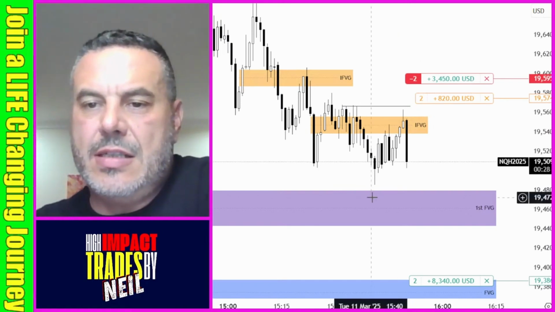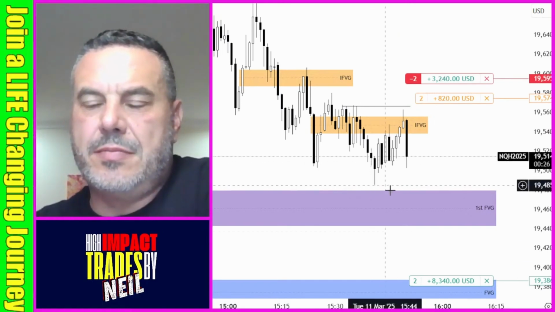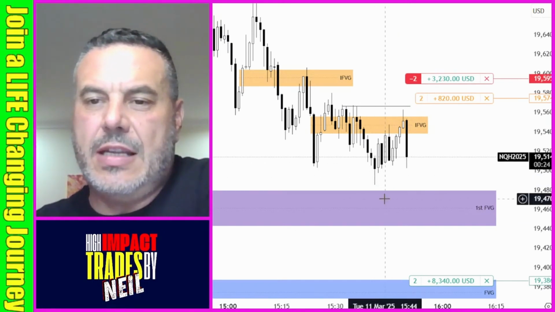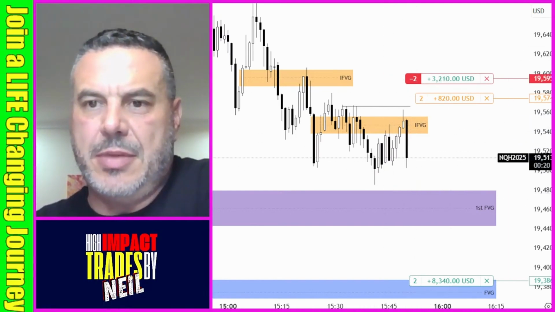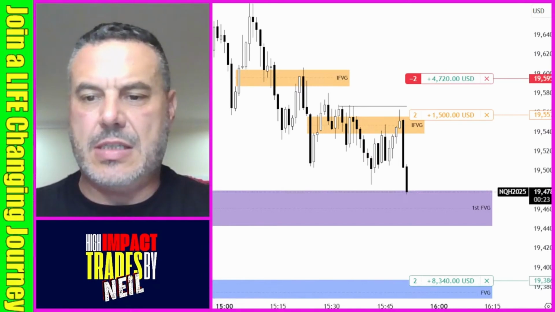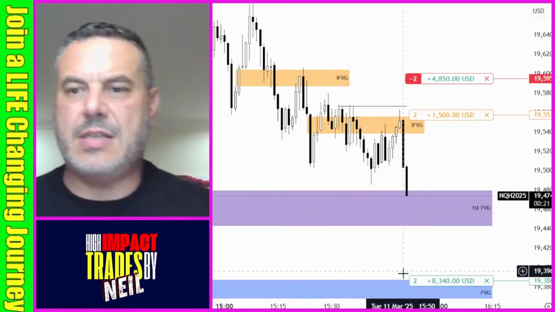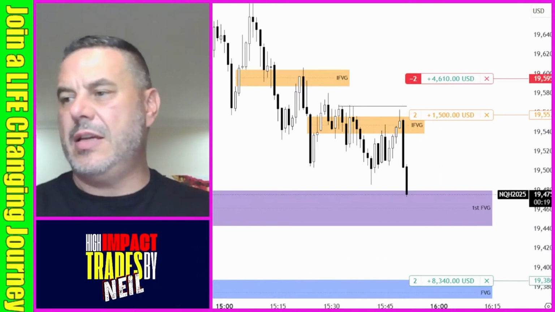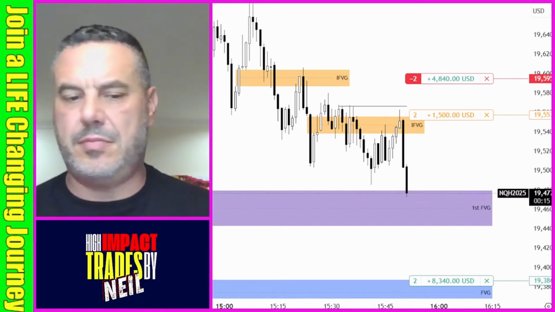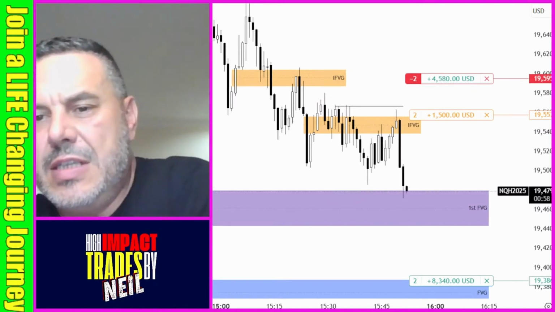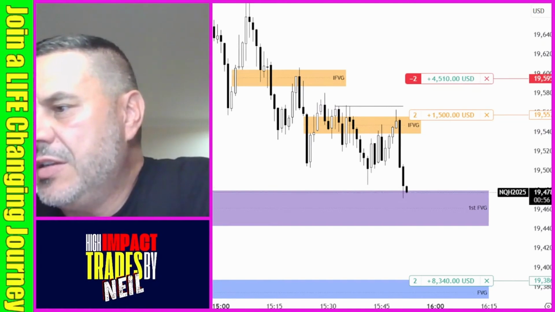The key, guys, is to take this low out. If we're not taking that out, it's good, quite easy to turn around and run up the page. Now I want to see price smash through this first fair value gap, then I'm going to hold for that $8,000 and see. Not yet at our 19,460 first target that we put out earlier.